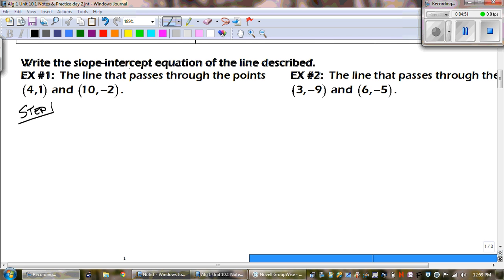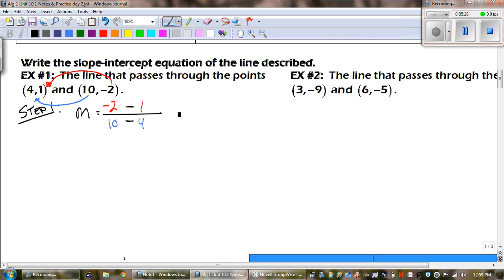Sorry guys for the technical difficulties, my pen was breaking. Anyway, step 1 is we have to find the slope. So we have to use the slope formula. When I'm starting the slope formula, if you remember, we put the subtraction signs down right away so you don't get confused. So it's y2 minus y1, which means my y's go on top: negative 2 minus 1. And then our x's are going to go on the bottom: 10 minus 4.